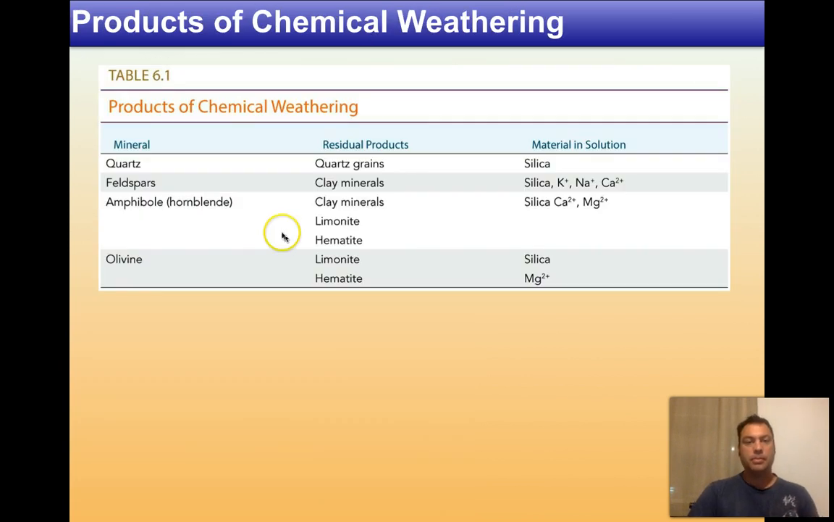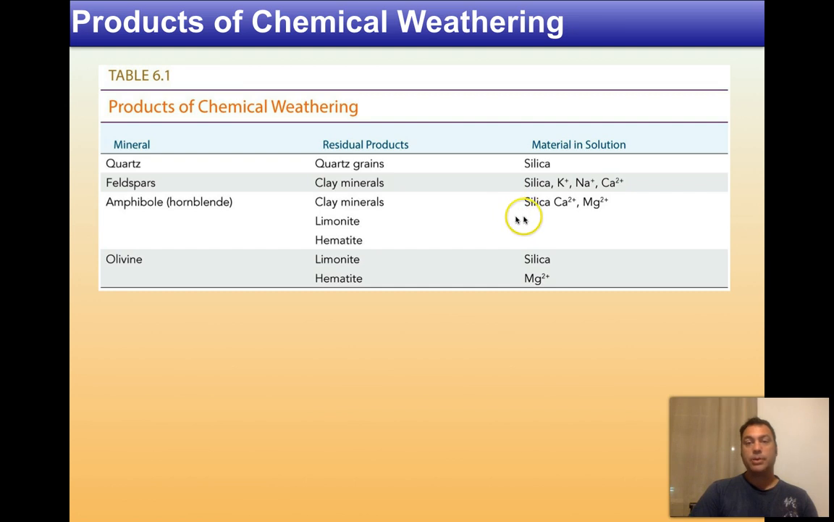Here's some other minerals. We've already gone over the feldspars. So basically, when you take quartz and you break it down, you're just going to wind up with residual products of quartz grains and silica. Feldspars are going to give you the clay minerals and silica plus those ions. We just covered that. But amphibole and hornblende specifically is going to give you clay minerals, limonite, which is a really interesting mineral. It's an ore mineral. It's a metal ore. And hematite, which is an iron ore.